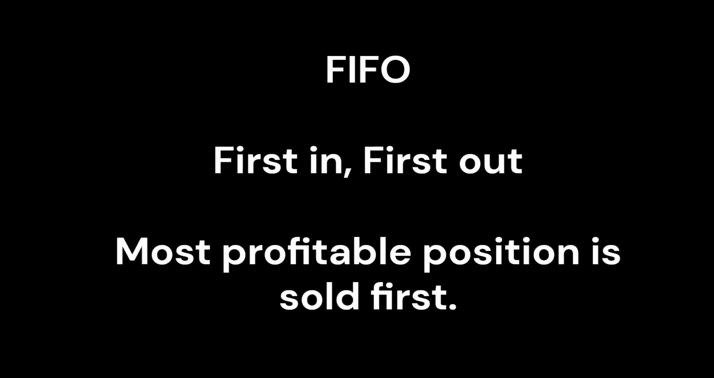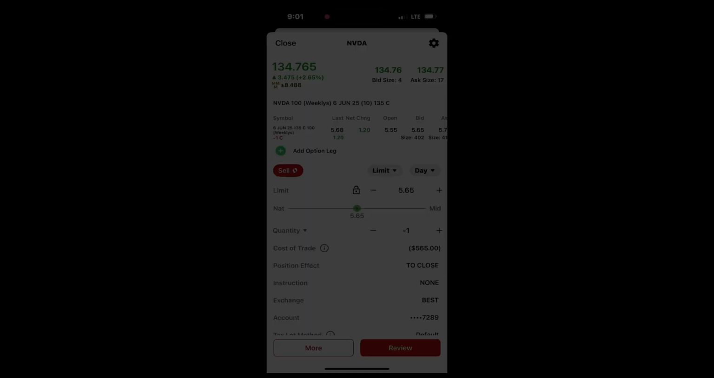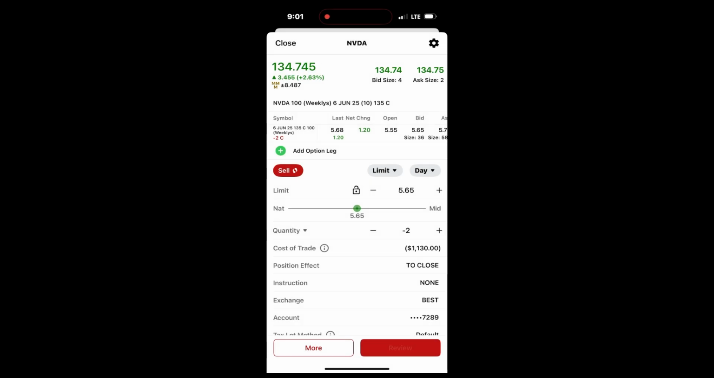By default, most trading platforms, including Thinkorswim, use FIFO, first in, first out. This means the system will automatically sell your oldest position first, followed by the next in the order they were purchased. Let's go ahead and place a limit sell order at $5.65. This ensures we won't sell below that price.